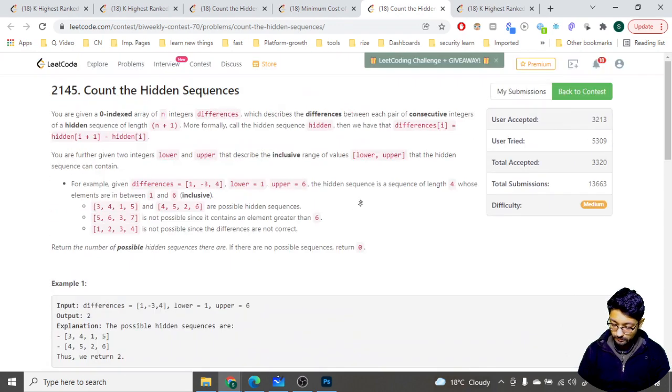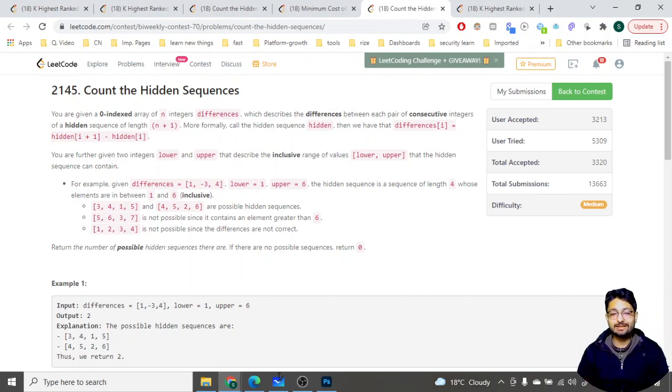The second problem is count the hidden sequence. Well, count the hidden sequence is a good question. You just have to take some mathematical logic around it, but I'll tell you in simple terms. It states that you are given a 0 indexed array of n integers, differences. So you are given a difference array which describes the difference between each pair of consecutive integers of a hidden sequence. So there's a hidden sequence, and you find the consecutive differences, hidden i+1 minus hidden i. That's the difference array you have.